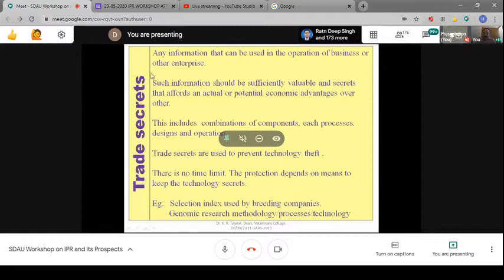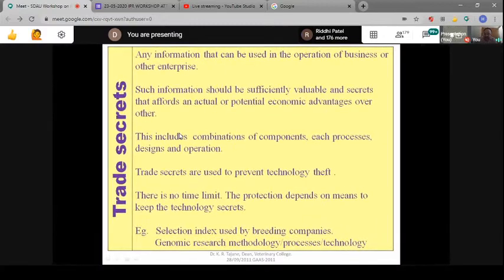Now you see, the information that can be used in the operations of a business or other enterprise should be sufficiently valuable and secret that it affords an actual or potential economic advantage over others. This includes combinations of components as we have discussed, processes, design and operation. Now these trade secrets are used to prevent technology theft. So whatever information you feel is worth it, has economic value and has a great impact on the transactions of the business, that information you can protect using the trade secret.